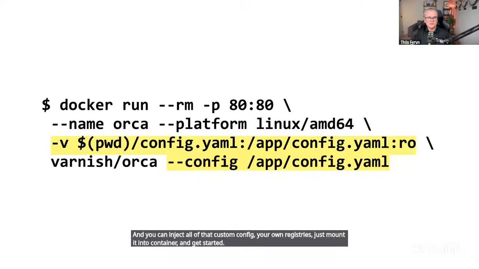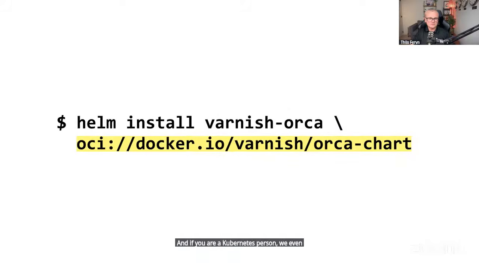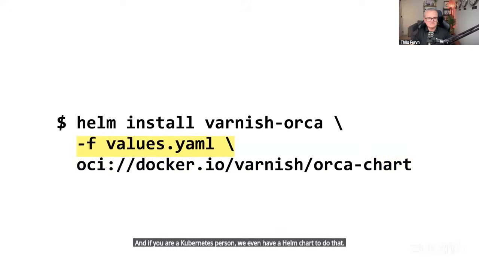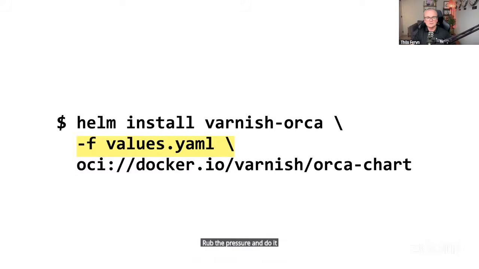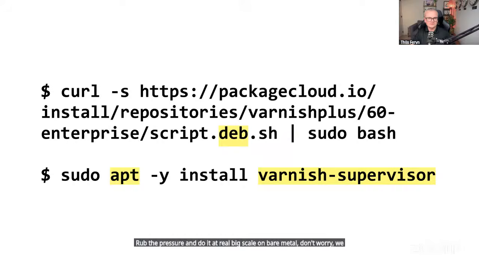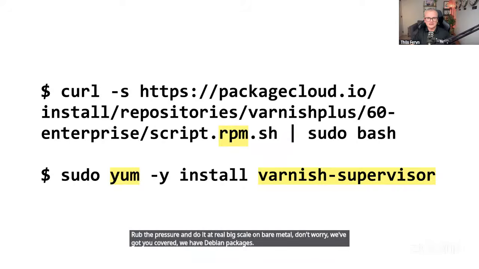And if you're a Kubernetes person, we even have a Helm chart to do that and a values.yaml file that you can inject into it to tune it to your needs. If you want to up the pressure and do it at real big scale on bare metal, don't worry, we've got you covered. We have Debian packages and we have RPM packages.